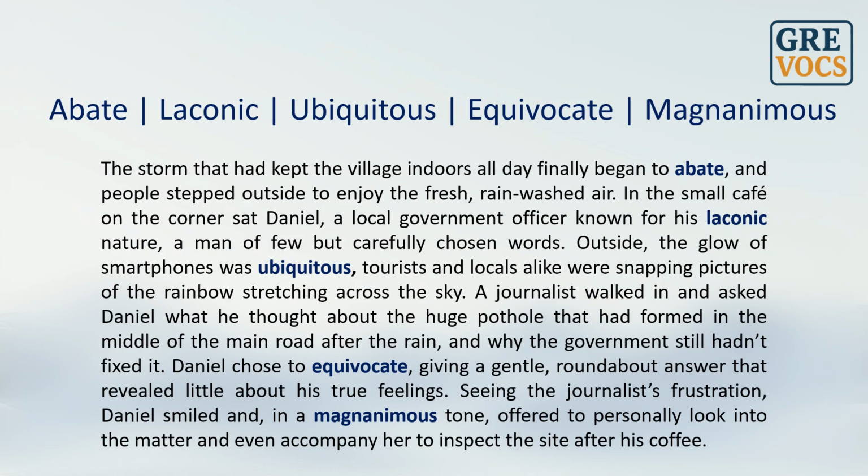Before we finish, let's quickly revisit the words we learned today. Abate, to become less strong or intense. Laconic, speaking very briefly using few words. Ubiquitous, present or found everywhere. Equivocate, to use vague or unclear language to avoid telling the truth. Magnanimous, generous and forgiving, especially toward a rival.